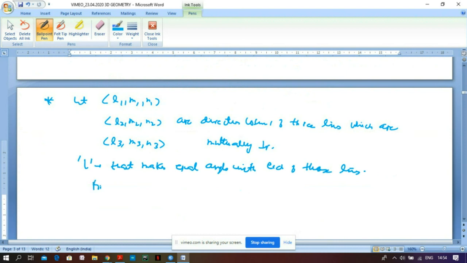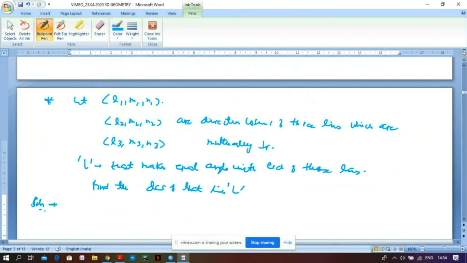Then find the direction cosines of that line L. So given 3 lines with direction cosines l1, m1, n1 and l2, m2, n2 and l3, m3, n3, and given that these lines are mutually perpendicular, and there is a line L that makes equal angles with each of these lines, you want to find the direction cosines of that line L.